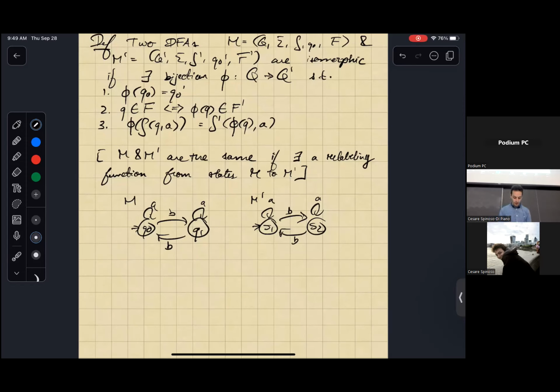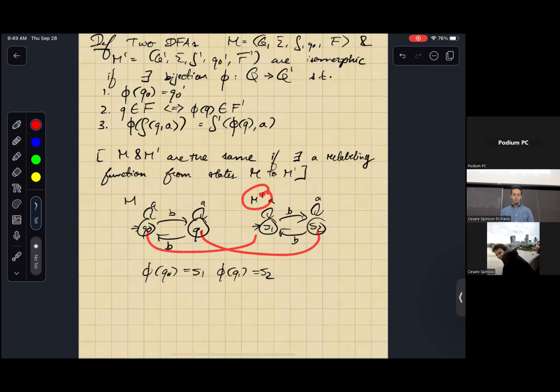So the relabeling function in this case is taking the state q0 and mapping that to s1, and taking the state q1 and mapping that to the state s2. Because if I do that, then clearly I've recreated the machine M prime. So of course, M and M prime are the same. Good. That's what it means for two machines to be the same, or isomorphic. I have this relabeling function such that I can make M look exactly like M prime. That's all.